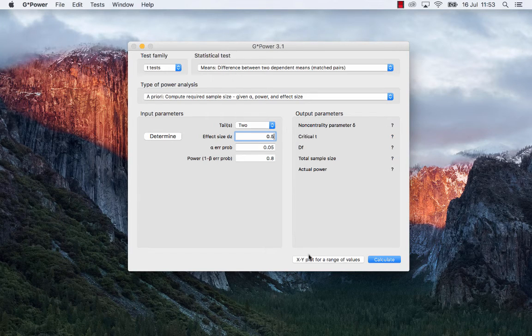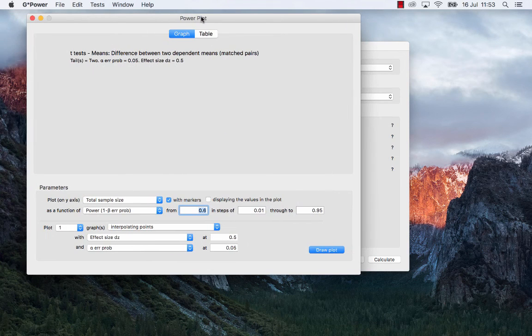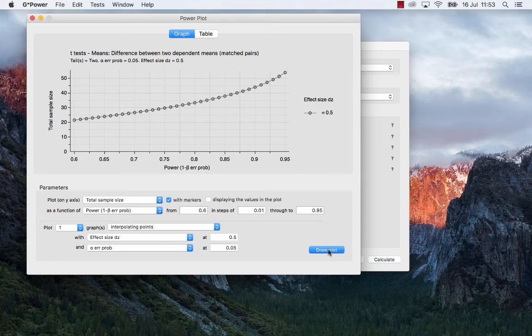Now, I will show you the same thing for the within subject design, the relationship between power and sample size. So again, when you've got a medium effect size of 0.5 and an error probability of 0.05, as you can see, as power increases, so does sample size.